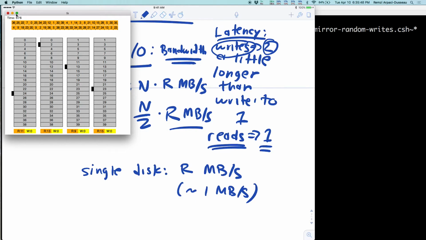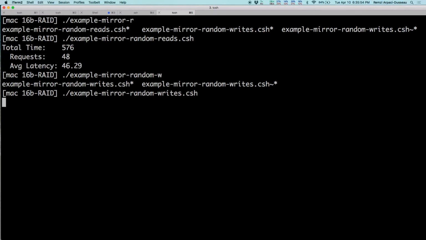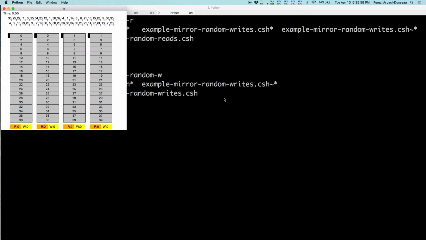Okay, so let's kill that. And then let's look at the same thing, but let's look at random writes. So essentially the same workload, but now we're writing each logical block that comes in, right? So each logical write has to turn into 2 physical writes. So when we start this, you can already kind of see we're doing more work for every write. We're writing to every pair instead of every one.